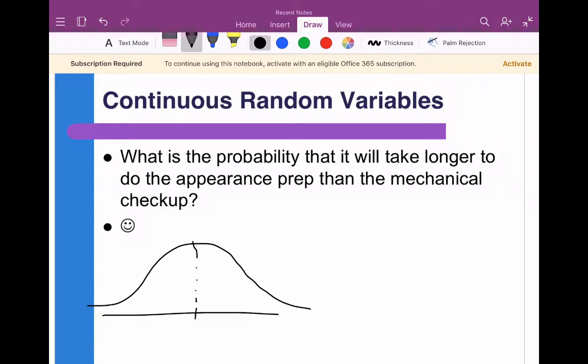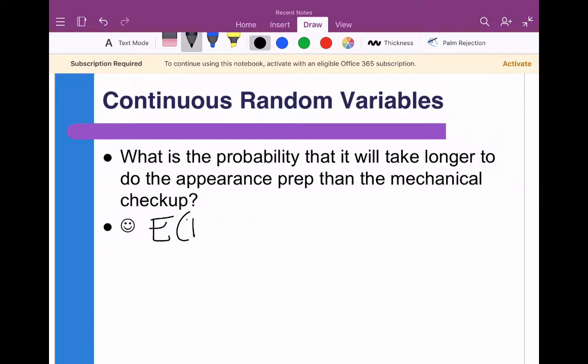Now, we really won't be using the 68, 95, 99.7 rule that often. We also use a lovely equation of z equals your observed value minus the mean divided by the standard deviation in order to calculate our z-score, which is used to find the probability. In order to calculate the z-score, we need to find the mean and standard deviation of the difference between the mechanical and appearance time. So since we're not dealing with money, we're going to go ahead and continue using the minutes that they originally gave us.